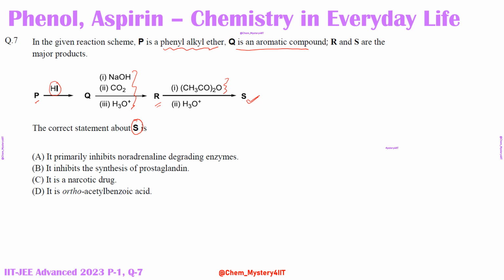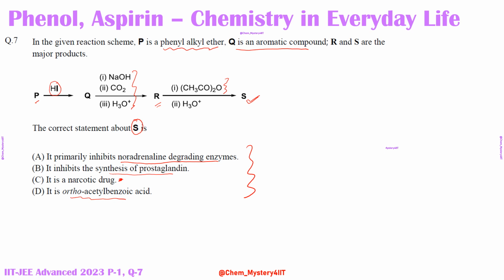So whether it is inhibiting noradrenaline degrading enzymes or it is inhibiting the synthesis of prostaglandin, it is a narcotic drug, this was asked, and whether this has the name ortho acetyl benzoic acid or something else. We'll see here for every single. First of all, we'll try seeing what this P, Q, R and S might be. Thereafter, we'll be seeing the reaction mechanism of every single step. Then we'll come to the discussion of these options, like what is meant by noradrenaline degrading enzymes.